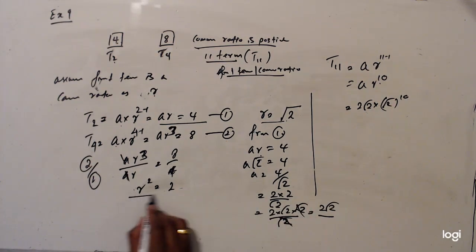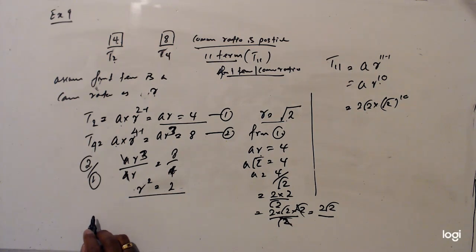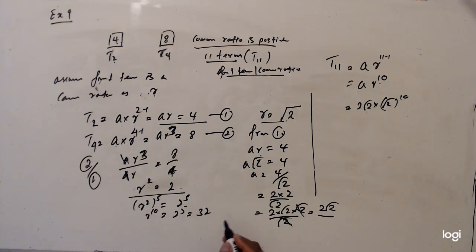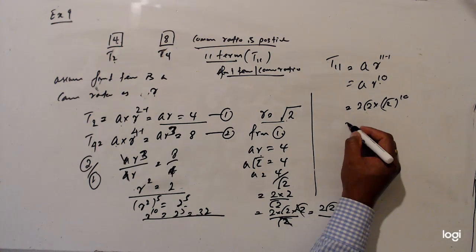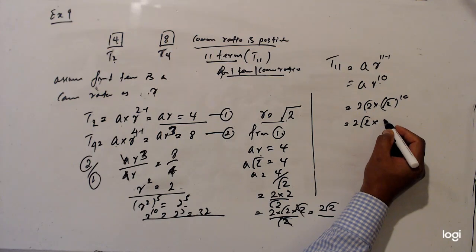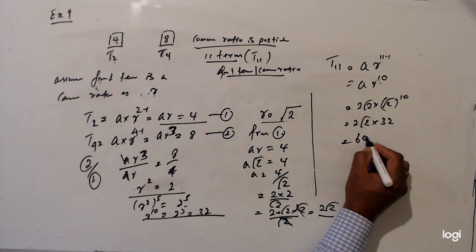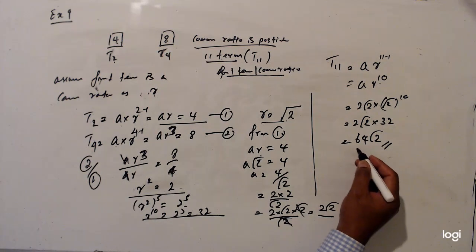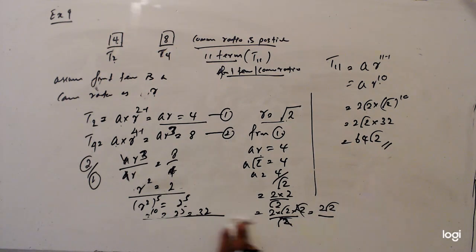or we know that R square, so then R square times to the power 5. So this makes R to the power 10, 2 to the power 5 is 32. So we can compute like this as well. So 2 square root 2, now we know this is 32. So basically 64 over square root 2. 64 times square root 2.